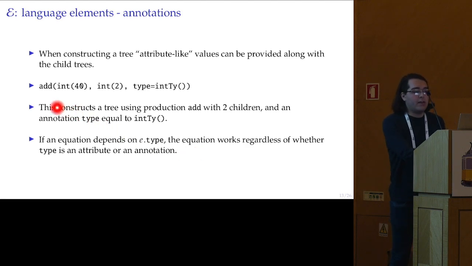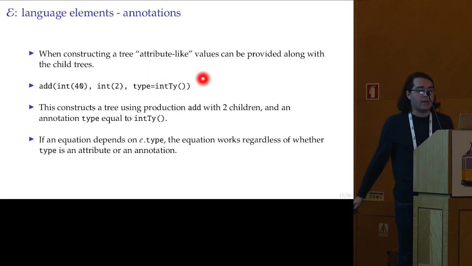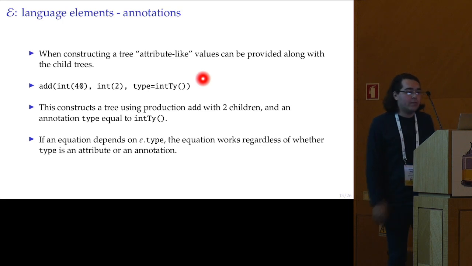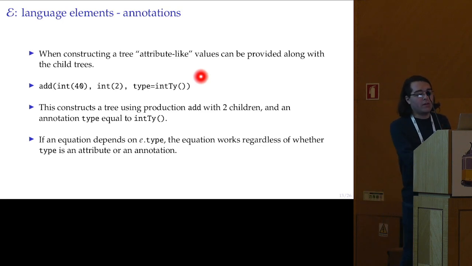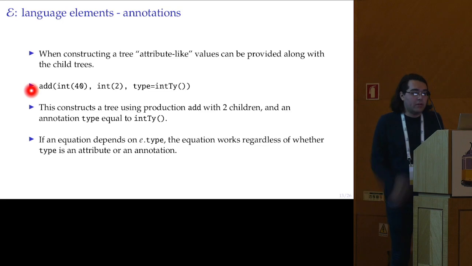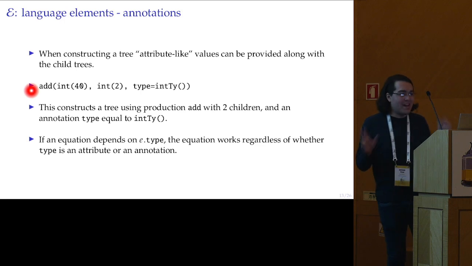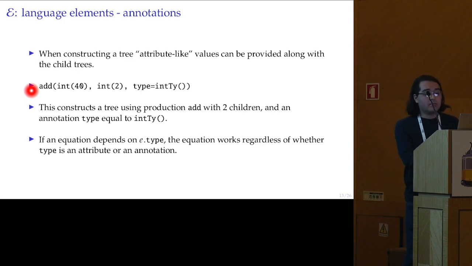So here we have an add of the integer 40 and the integer 20, and we're explicitly passing int ty as the type for the annotation. So if an equation depends on e.type, where e is this tree, it'll get int ty, because no equations will be asked for what its type would be. These will come in handy later. These are just in E.